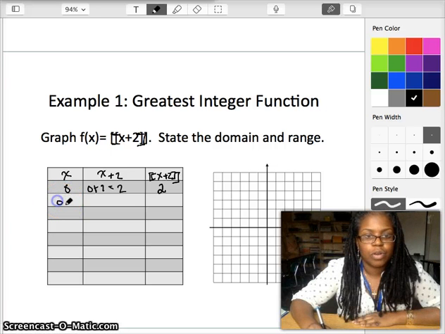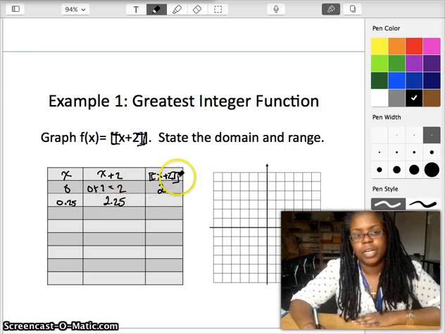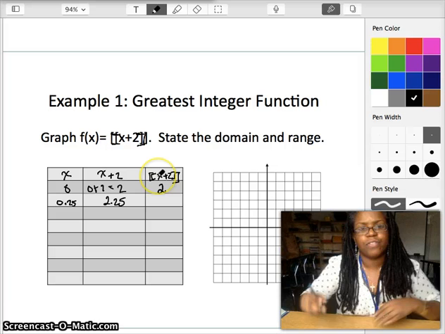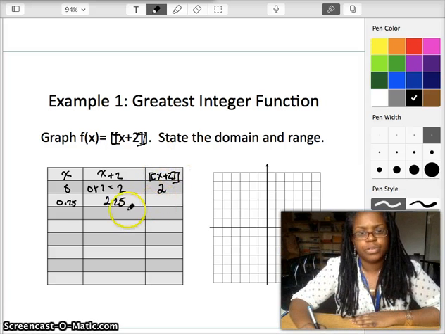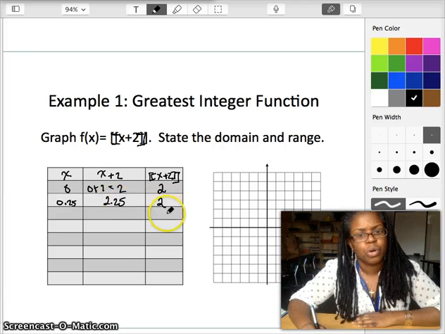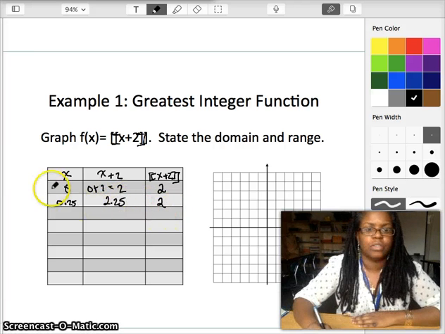What about 0.25? So if I have 0.25, this is going to be x plus 2, or 0.25 plus 2 is going to be 2.25. So now if I put it in this section here, I have to figure out what is the greatest integer less than or equal to 2.25, and it would be 2 again. Get it? If I am 2 and a quarter years, I'm still 2 years old. Even if that's my real age, everybody's going to say I'm 2.